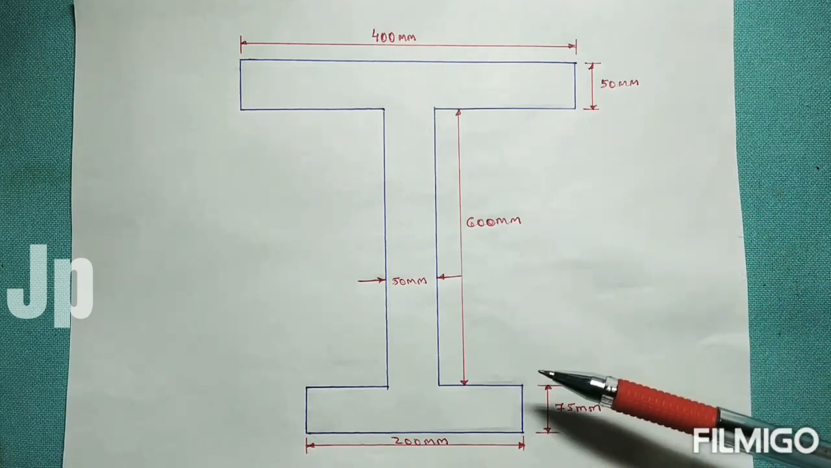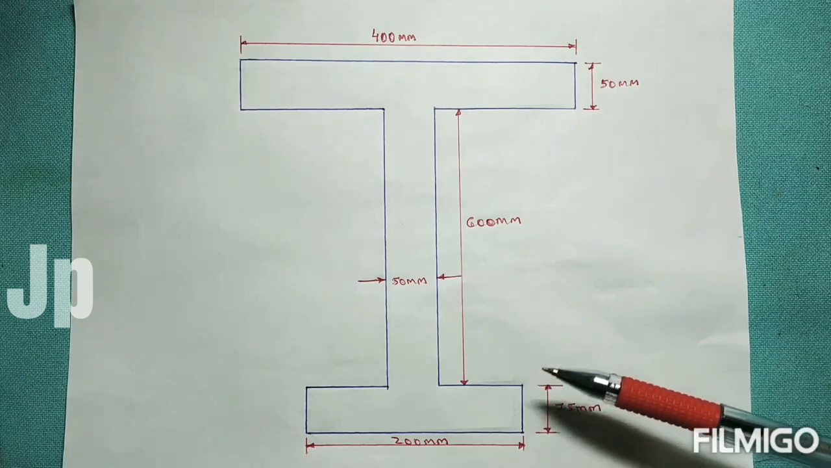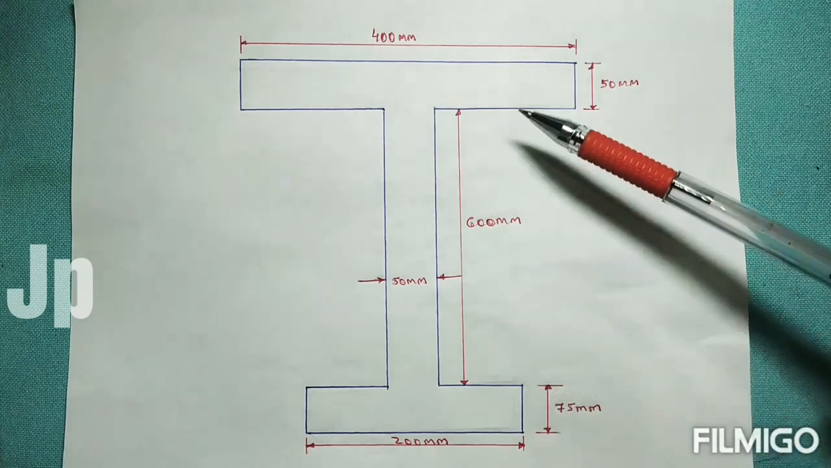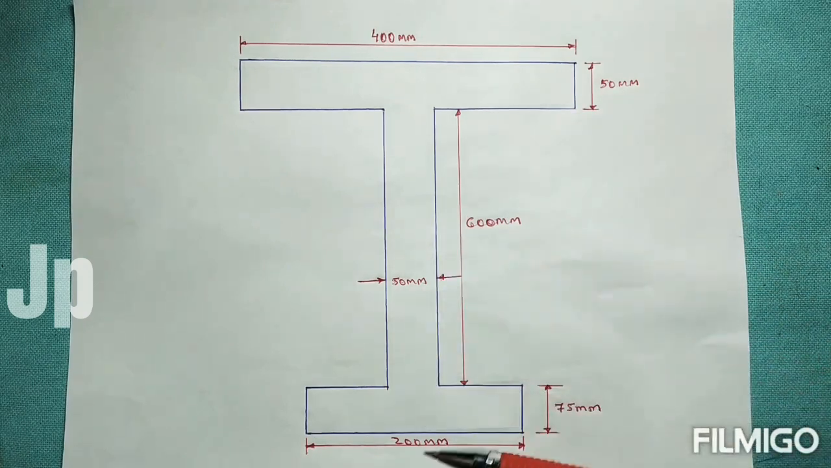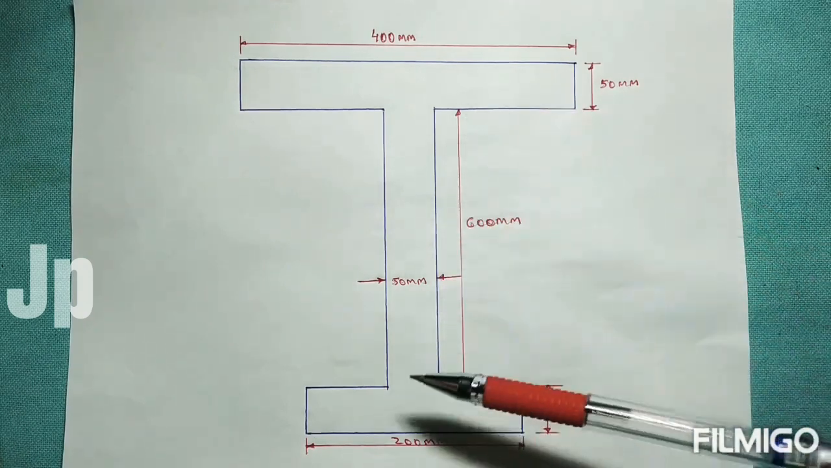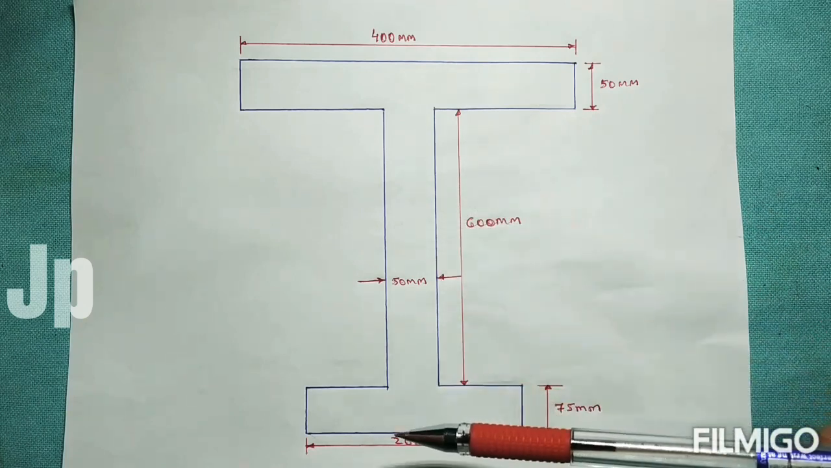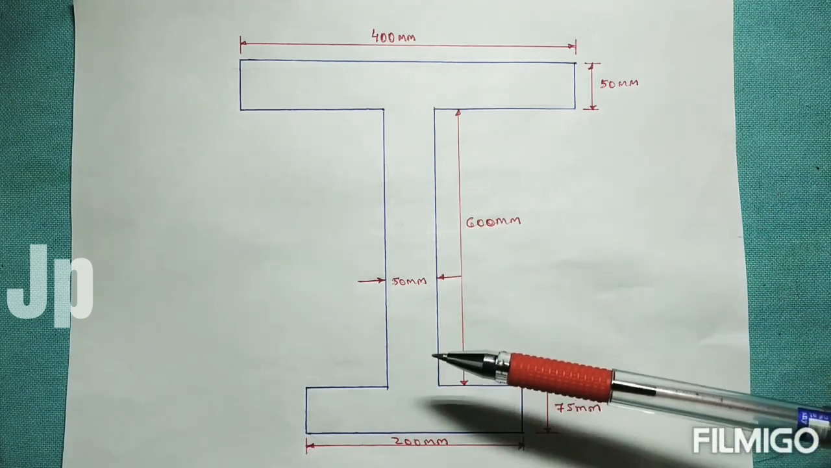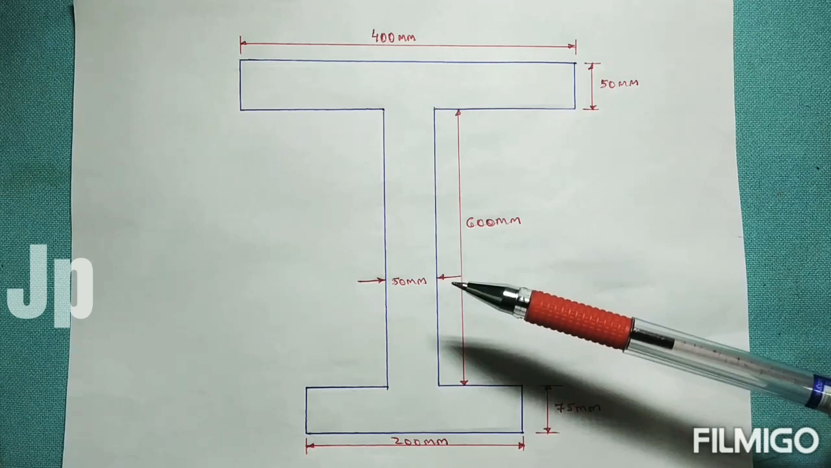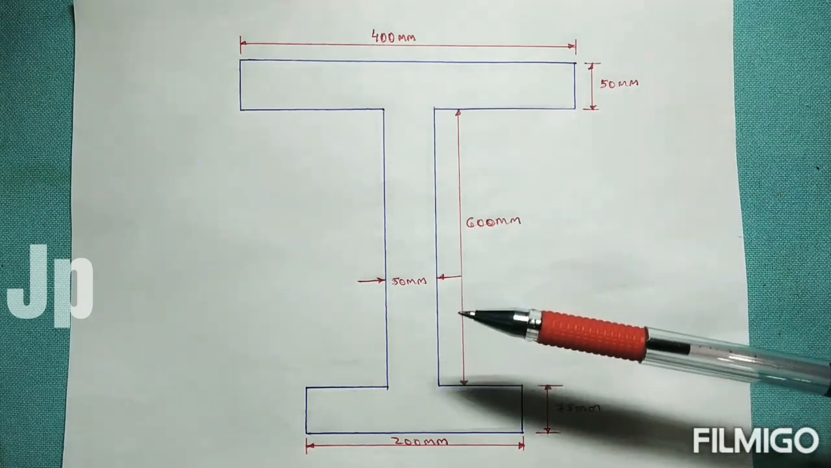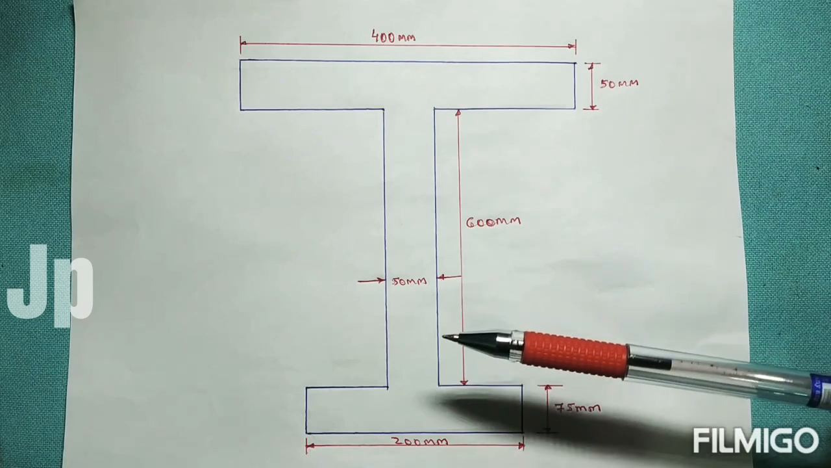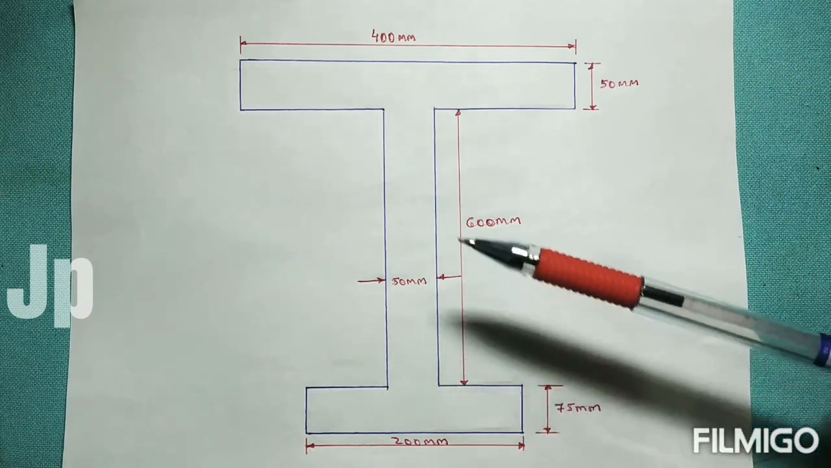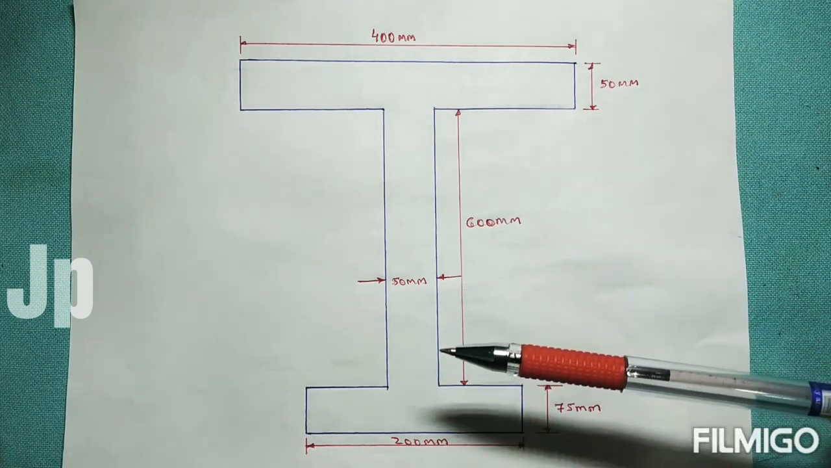In the I section, if you subdivide the components, you can see the top flange is rectangular, the web is rectangular, and the bottom flange is rectangular. So in this I section there are three rectangular components. Like that, if you take any section, you have to divide it into components such as rectangular, triangular, semicircle, or quarter circle.